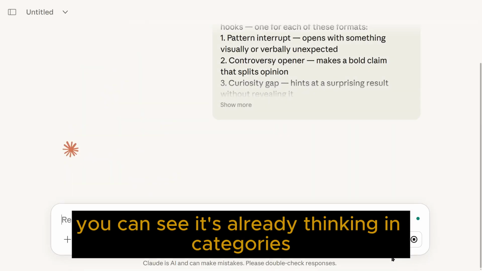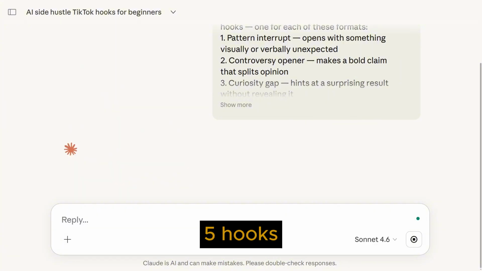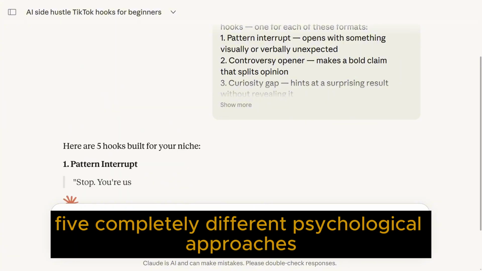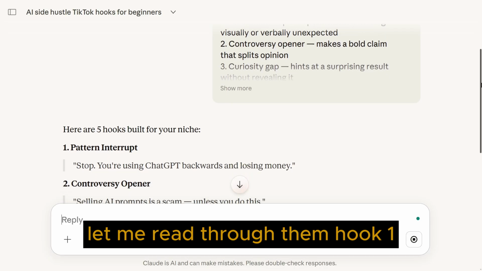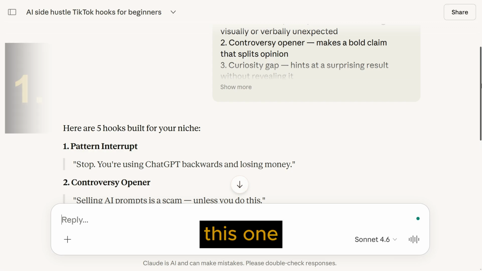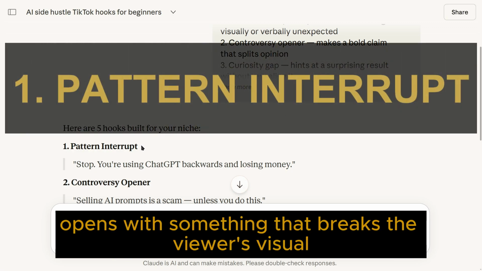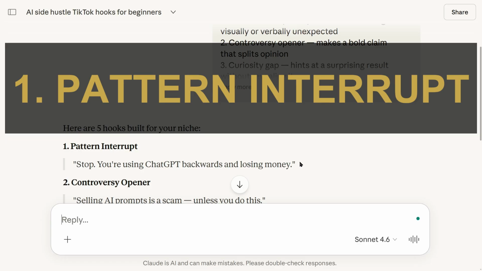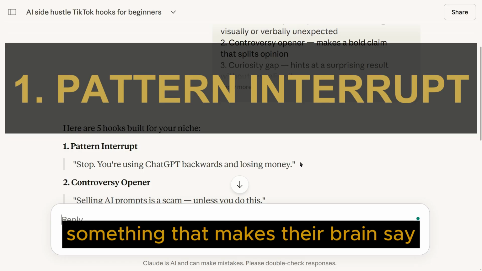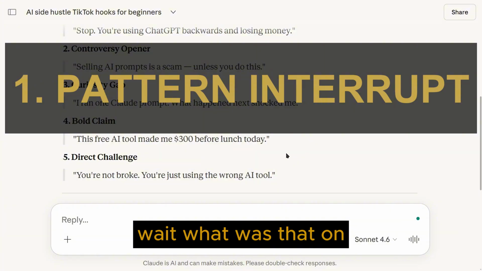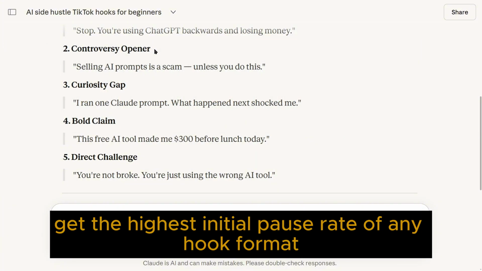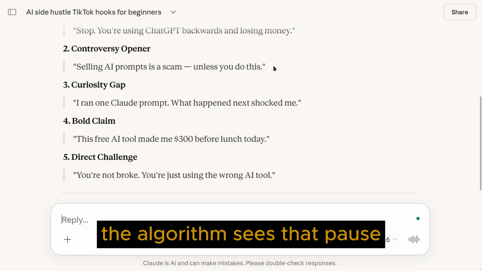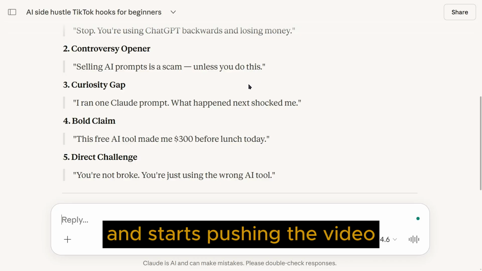You can see it's already thinking in categories. 5 hooks. 5 completely different psychological approaches. Let me read through them. Hook 1, the pattern interrupt. This one opens with something that breaks the viewer's visual or mental routine. Something that makes their brain say, "Wait, what was that?" On TikTok, pattern interrupts in the first frame get the highest initial pause rate of any hook format. The algorithm sees that pause and starts pushing the video.